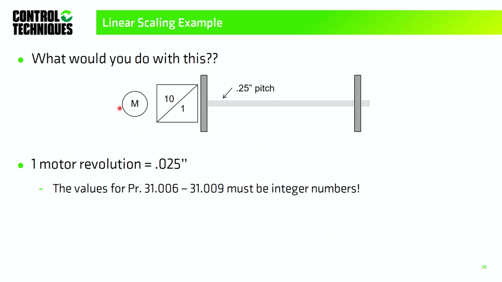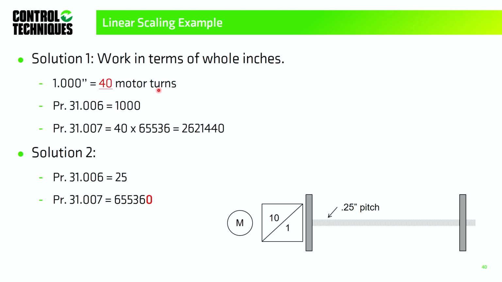So here's an example. I have a motor connected to a gearbox with a 10 to 1 ratio, feeding a lead screw with a 1/4 inch pitch. So what do I do for that? One motor revolution is 0.025 inches. Well, I can't enter 0.025. These numbers must be integer numbers. So there's a couple different ways to take care of this. The first one is to work in terms of whole inches.